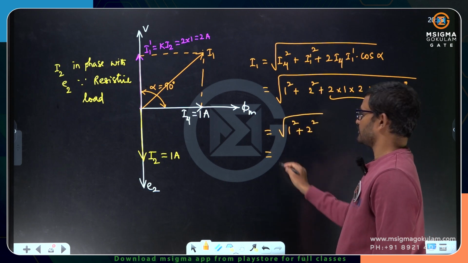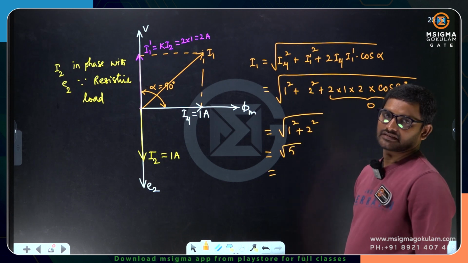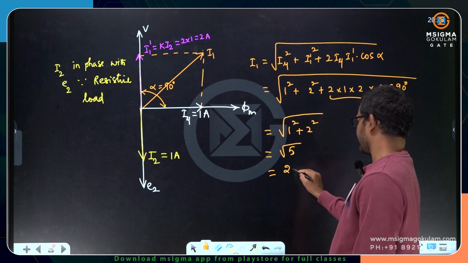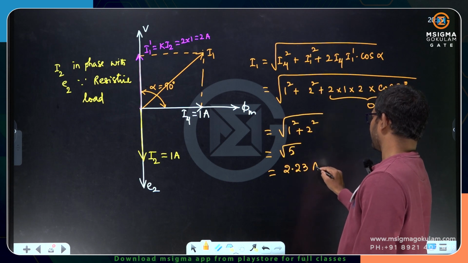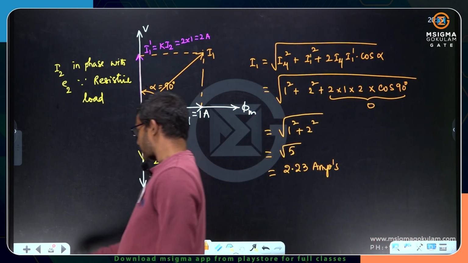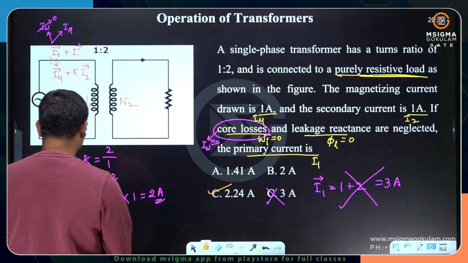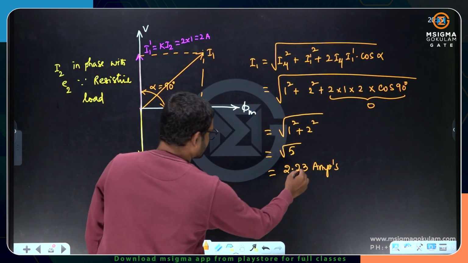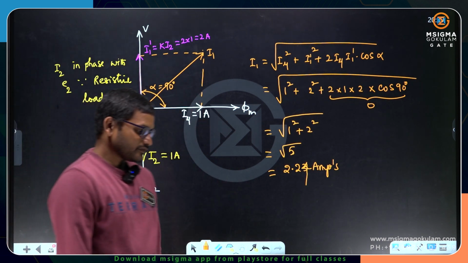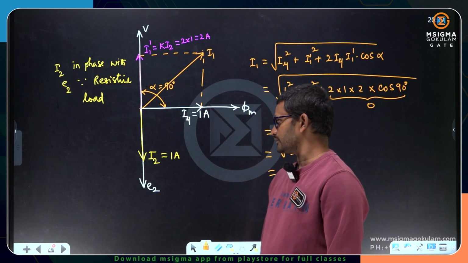Root of 2 square plus 1 square is root 5. Root 5 will be more than 2, since root 4 is 2. So probably you will be getting it as 2.23 or 2.24 amperes. This is one more question on the operation of transformer during the load.